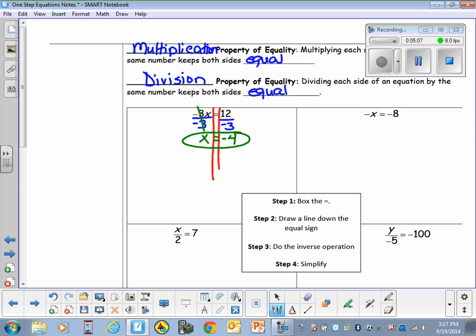Our next example is negative x equals negative 8. In this case, we have a coefficient of negative 1. Mathematicians don't write the 1 as a coefficient in front of a variable. It's implied. If there's no number there, you assume the coefficient is 1. The opposite of multiplying by negative 1 is dividing by negative 1. Negative 1 divided by negative 1 is 1. That leaves me with x. Negative 8 divided by negative 1 is positive 8.